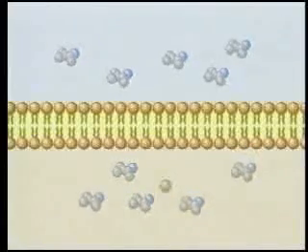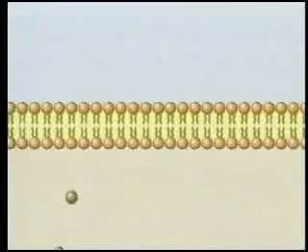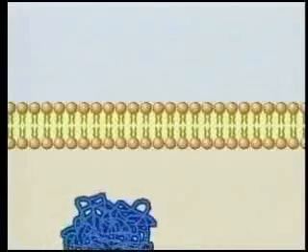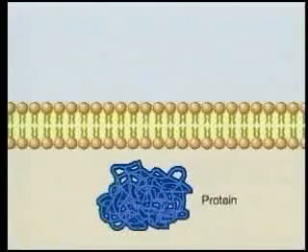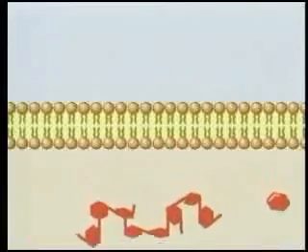Molecules with strong electrical charges, such as ions, cannot simply diffuse across the cell membrane. No matter how small the ions are, their charge prevents them from moving through the layer of lipid tails in the middle of the membrane. Many molecules, including proteins, are simply too large to diffuse across the cell membrane. Carbohydrates, such as sugars and starches, are also too large to diffuse across.